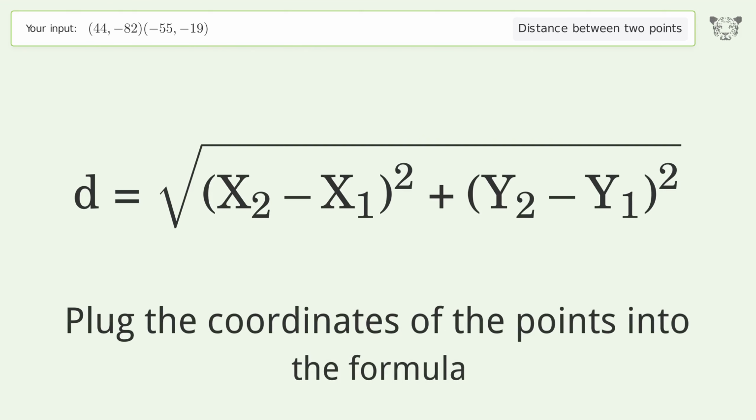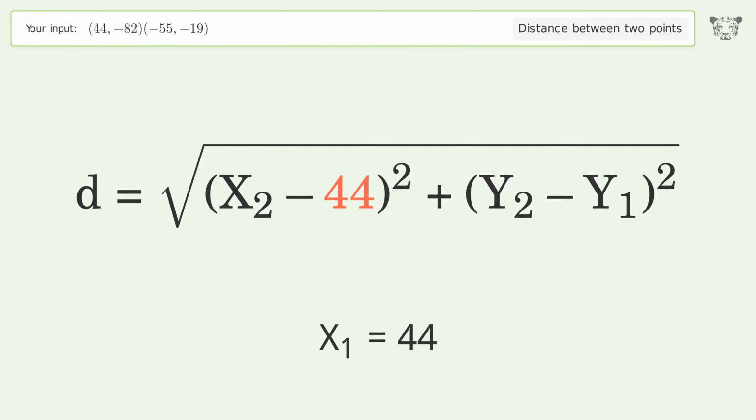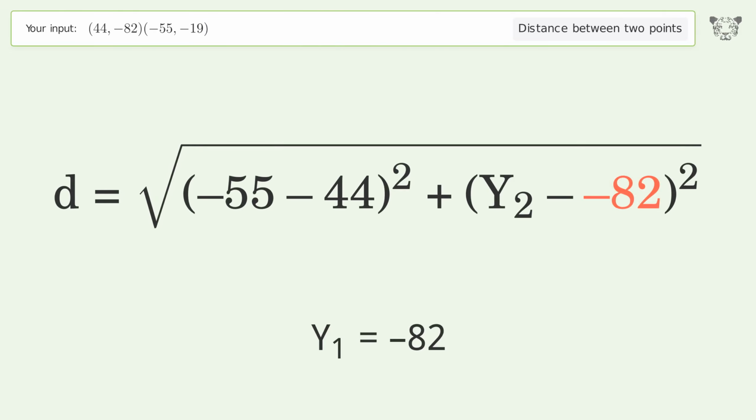Plug the coordinates of the points into the formula. x1 equals 44. x2 equals negative 55. y1 equals negative 82. y2 equals negative 19.